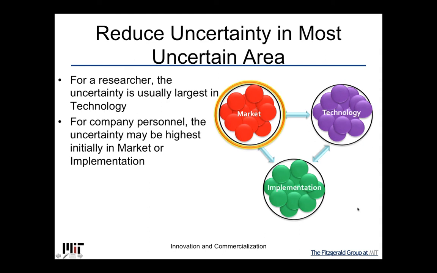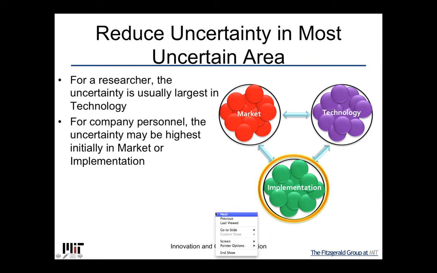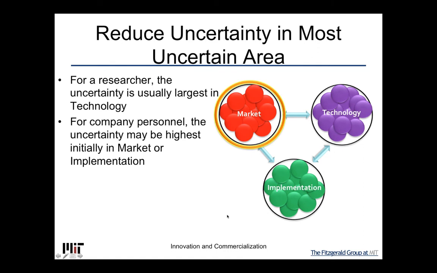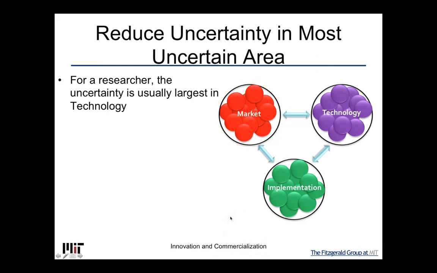So graphically, you could say that the company personnel is concentrating on the market or the implementation first, and the yellow ring here is just meant to show that, even though you have the other elements in your mind, the focus is on that ring at the moment.